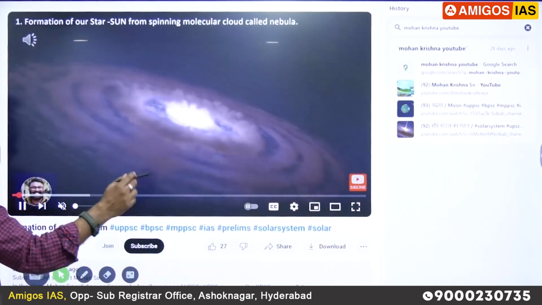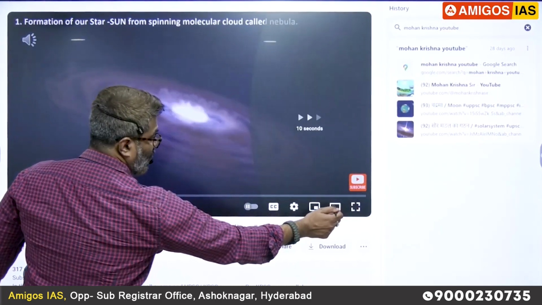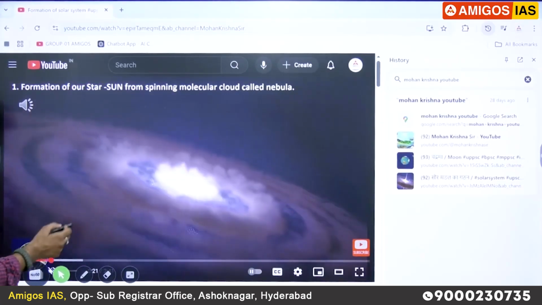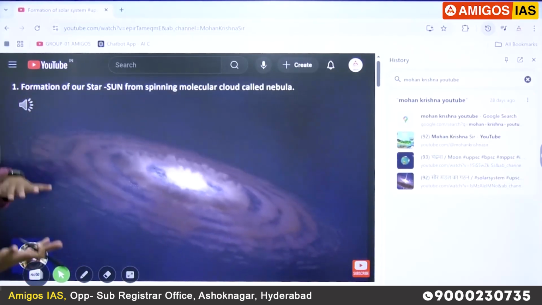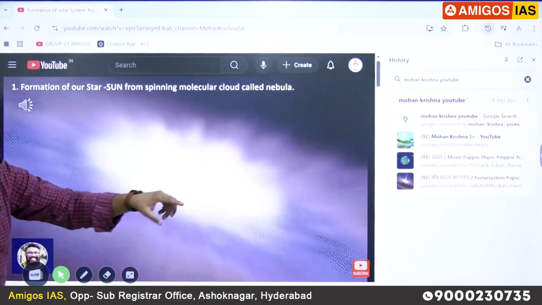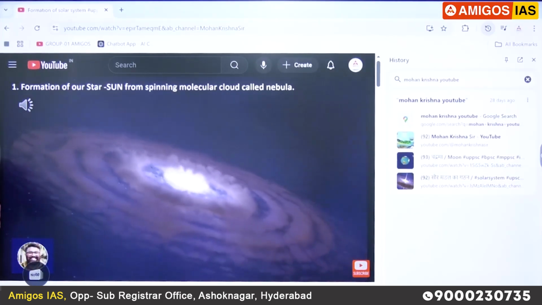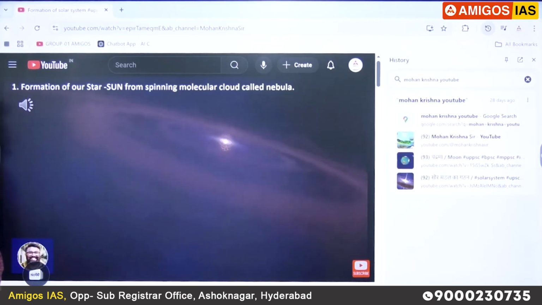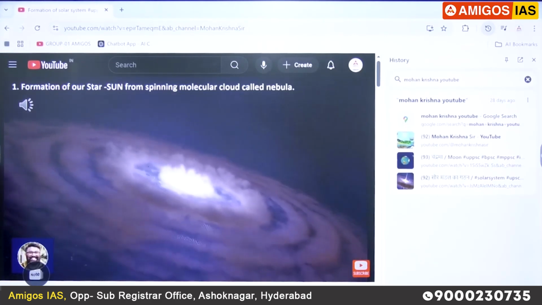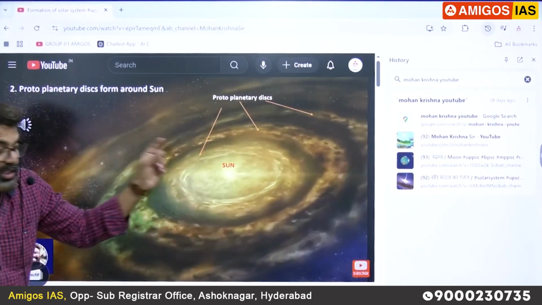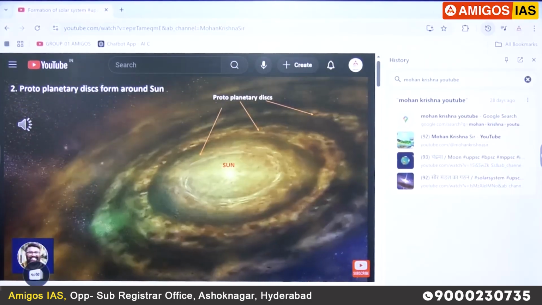See here, you can see. Because of an explosion nearby, the entire nebula got compressed like this. So in the center, the sun was formed. You can see in the center, because all the hydrogen got compressed, a star was formed, surrounded by these rings, dust rings. Those are called the protoplanetary disk, which contains dust, rocks, minerals.